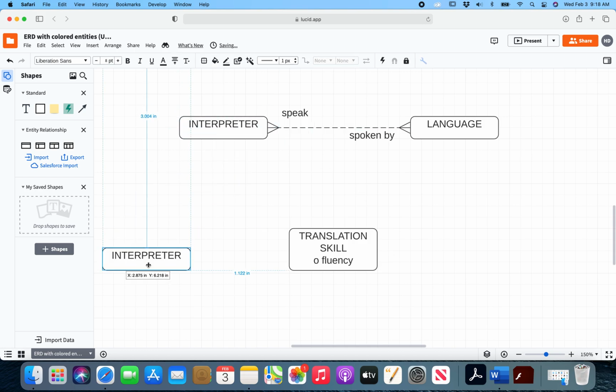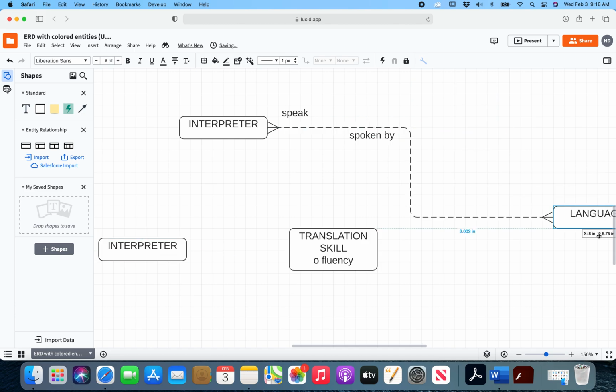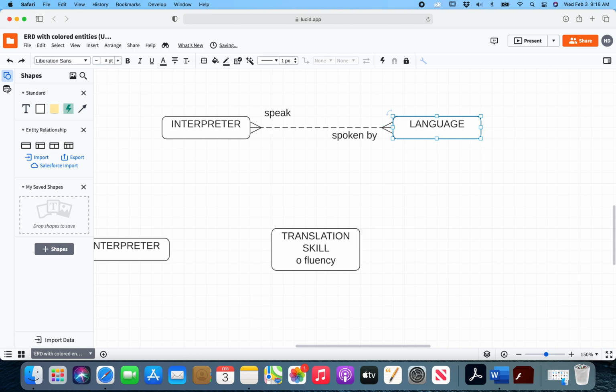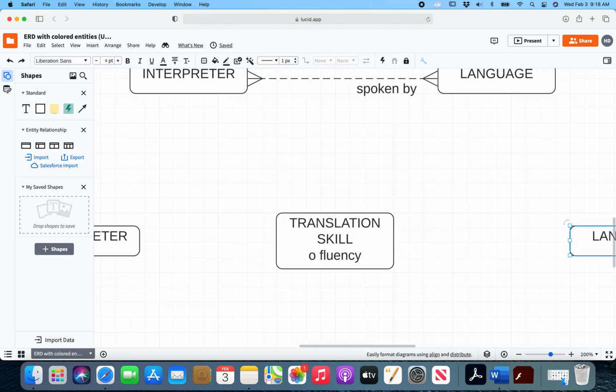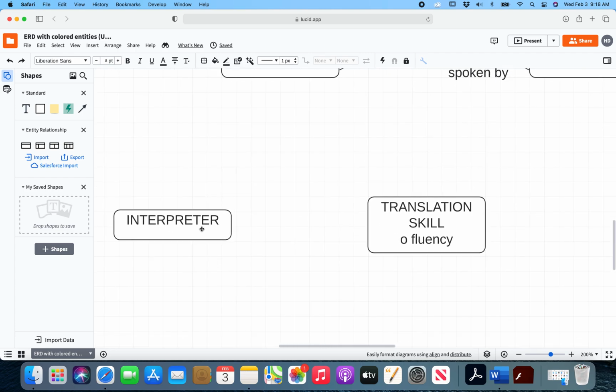So again, we're going to put our little friends down here, our entities. Forgot what I was doing there for a second. Okay. So there we have our two diagrams. We're going to start on the interpreter side.